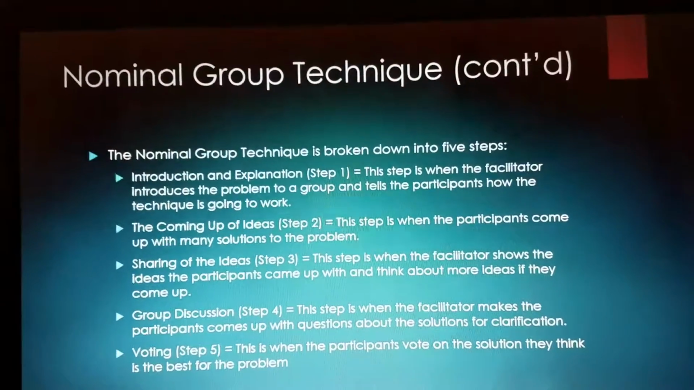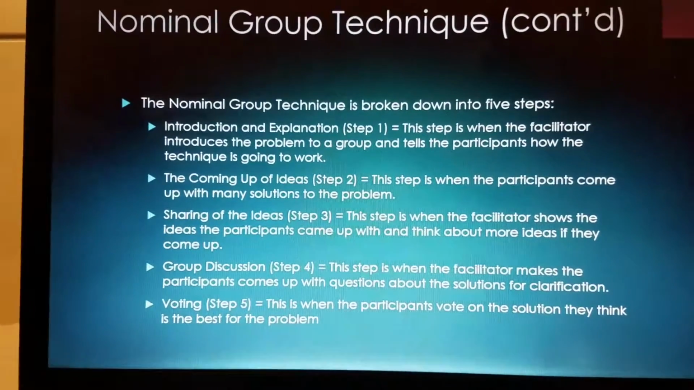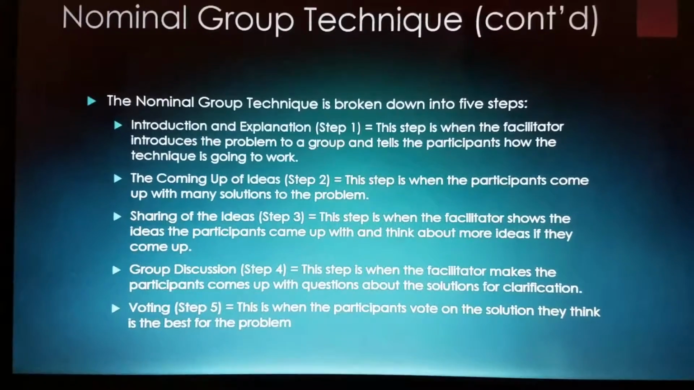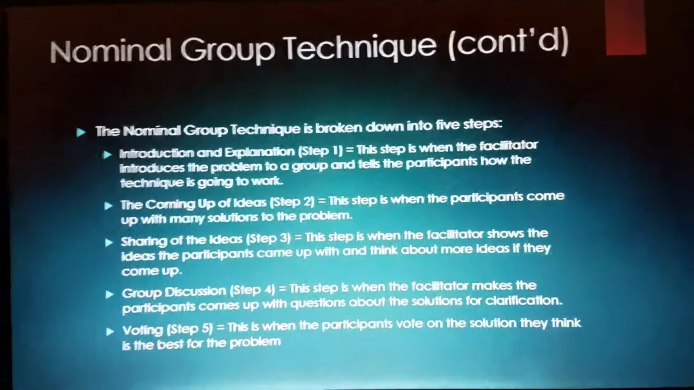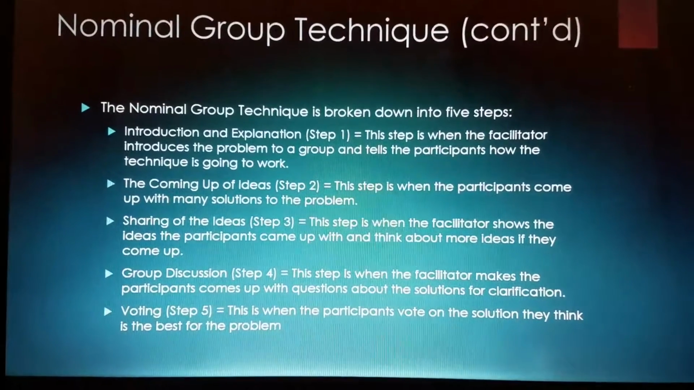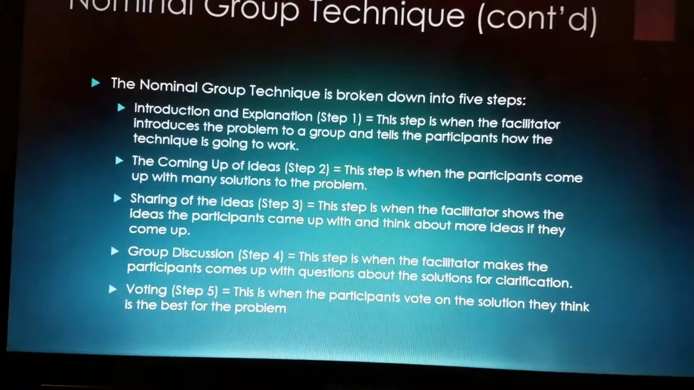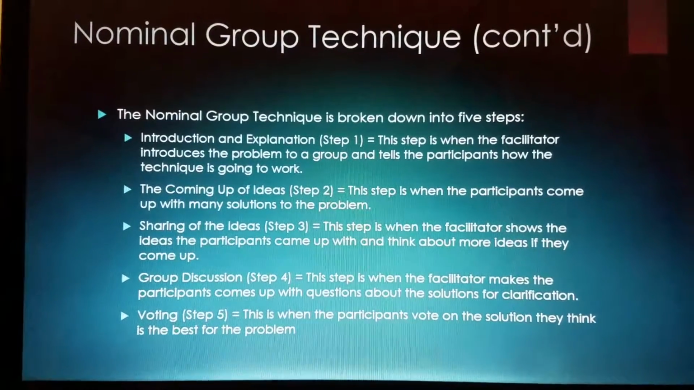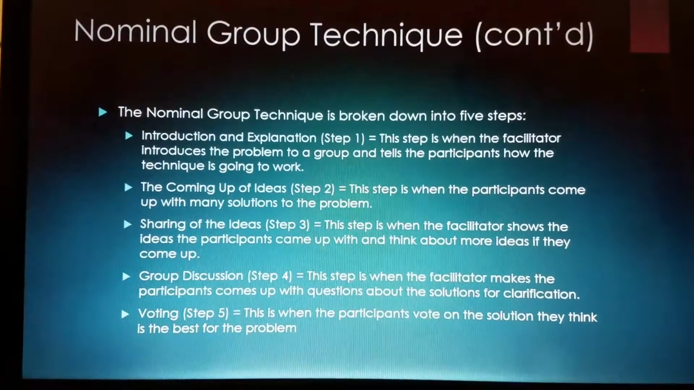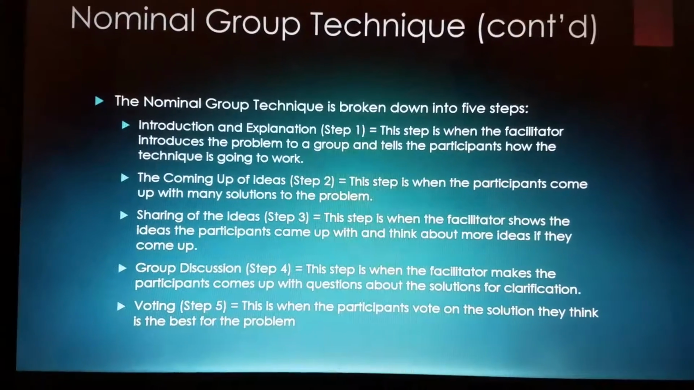The nominal group technique breaks down into 5 steps. The first step is introduction and explanation. This is when the facilitator introduces the problem to the group and tells the participants how everything is going to work and how this is going to flow.